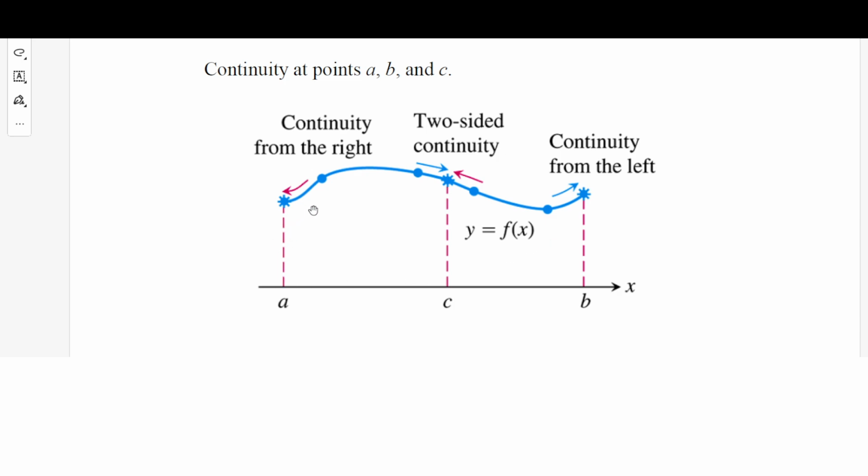Example, in this graph, as you can see, the limit of the function when x approaches a is only possible from the right side because there is nothing on the left side. So this graph is continuous from the right side at a. This graph is continuous from the left side at b because there is nothing after b. And anywhere in between a and b, this graph is continuous from two sides. That's called a continuous function.